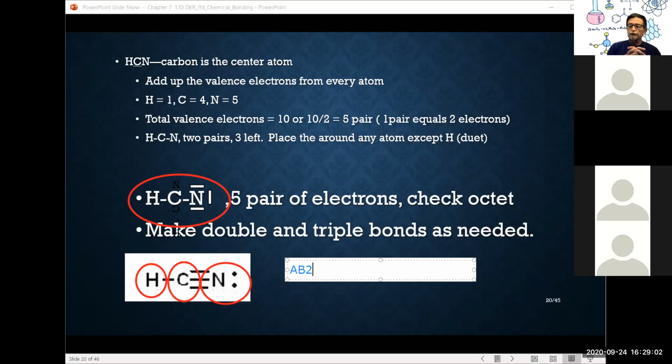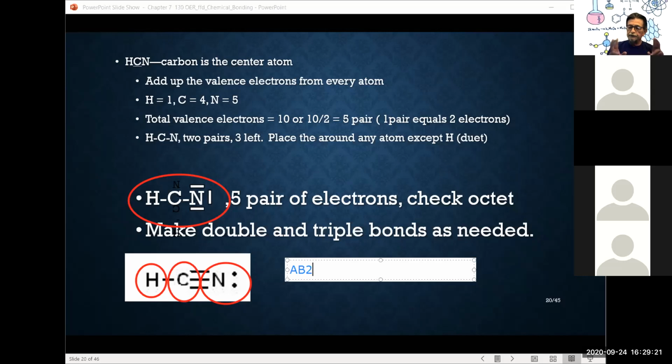So and then we look for E. E represents only those non-bonding pairs on the central atom. Carbon does not have a non-bonding pair. Okay, all of them are bonded.